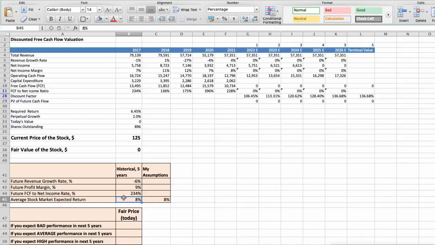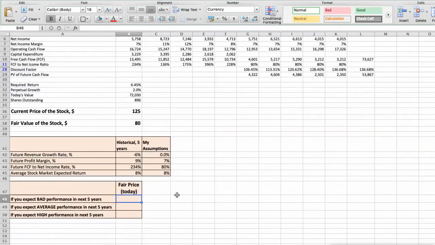Now, let's consider 3 different scenarios for IBM company: bad, average, and good. First scenario. IBM will have bad performance in next 5 years, and we will use the following parameters in our calculation. Future revenue growth rate would be low, 0%. Future profit margin would be low, 7%. Future free cash flow to net income rate would be low, 80%. In this case, the fair value of the stock today would be $80.